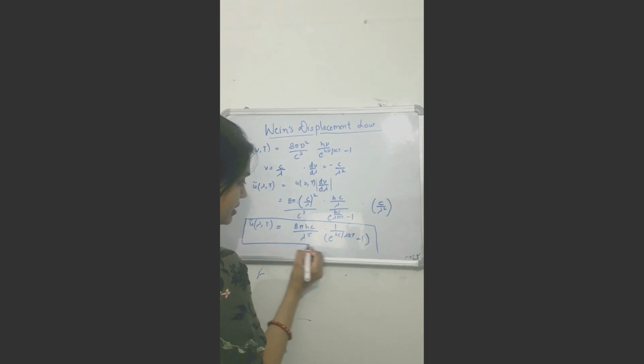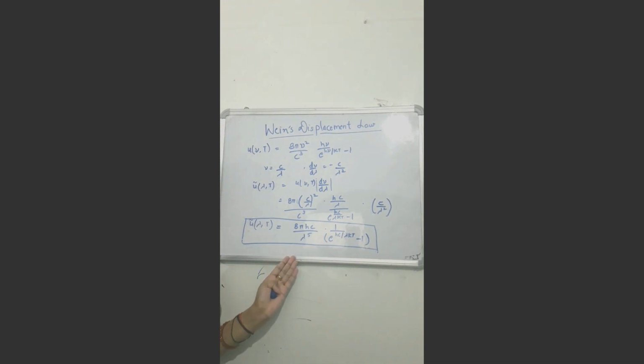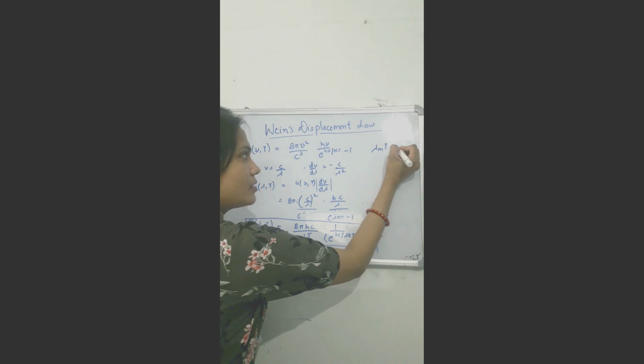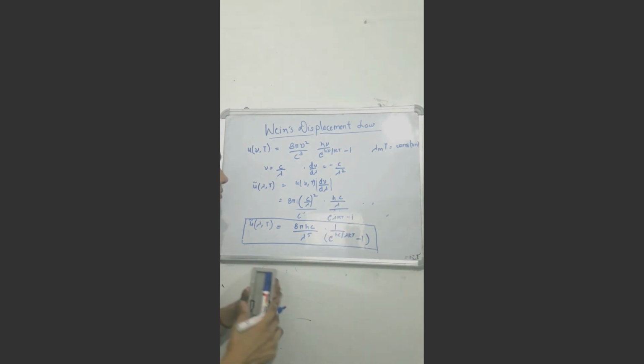Now from this we can get Wien's displacement law. Wien's displacement law is to find the behavior of the maximum of the wavelength with temperature. So what is Wien's displacement law? It means λ_m T is equal to a constant, where λ_m is the maximum wavelength. For that we differentiate this equation with respect to lambda and equate it to 0.